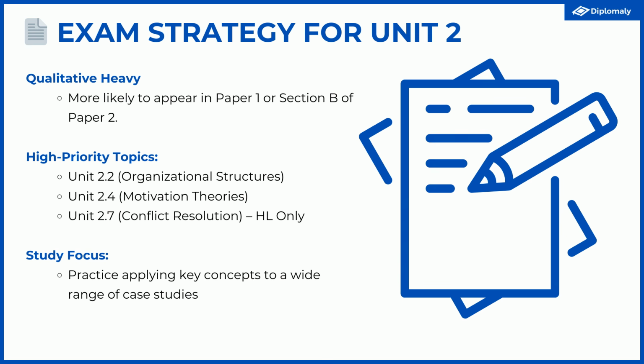In Unit 2, historically Unit 2.2 and Unit 2.4, alongside for HL students, Unit 2.7, are the most commonly tested concepts on the exam. If you have to prioritize, we would recommend you become familiar with these concepts and these topics in the most depth, with a specific focus on the organizational structures, motivation theories, and financial and non-financial rewards, as well as for HL students, conflict resolution.